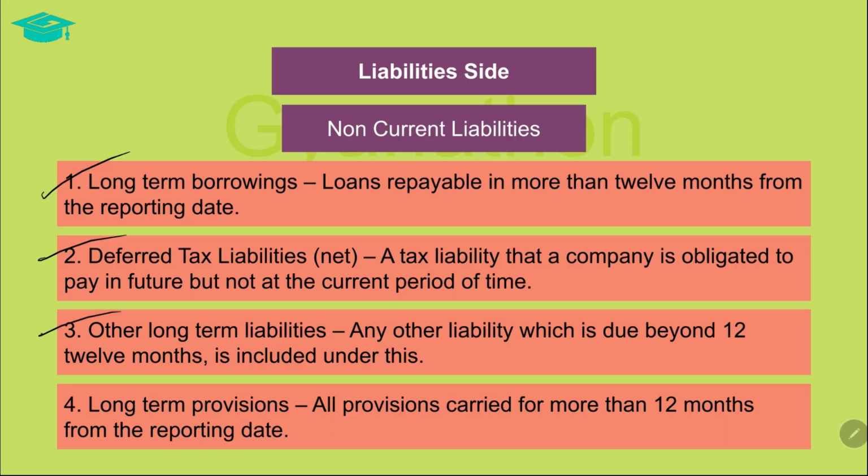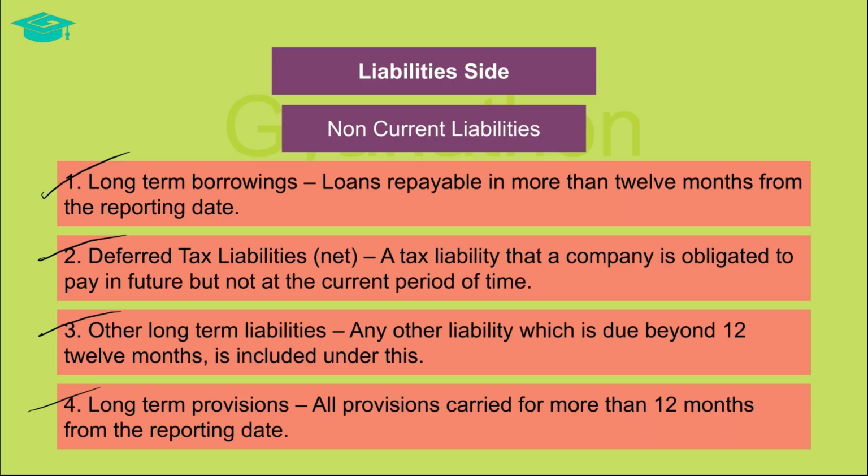The next head is other long term liabilities. This head includes any liability other than long term borrowings which is due beyond 12 months after the reporting date. These may include long term customer deposits, capital leases, etc. The next and the last head under this category is the long term provisions. This head includes all the provisions carried for more than 12 months after the reporting date.